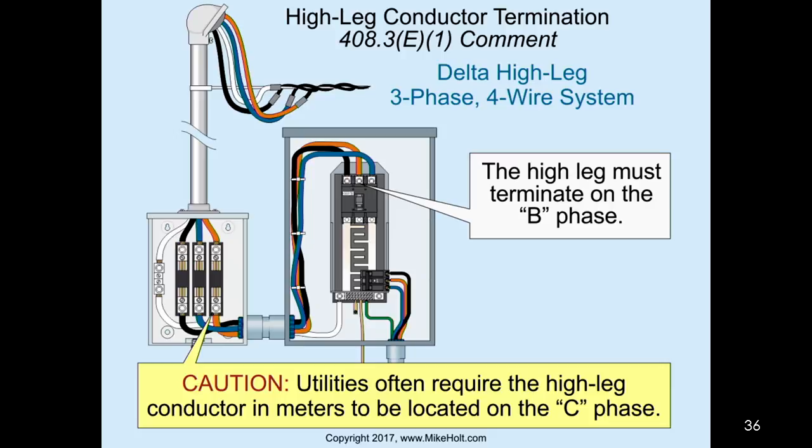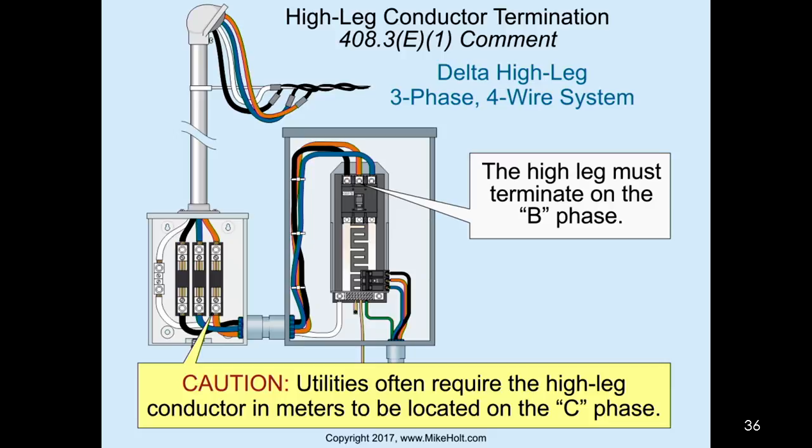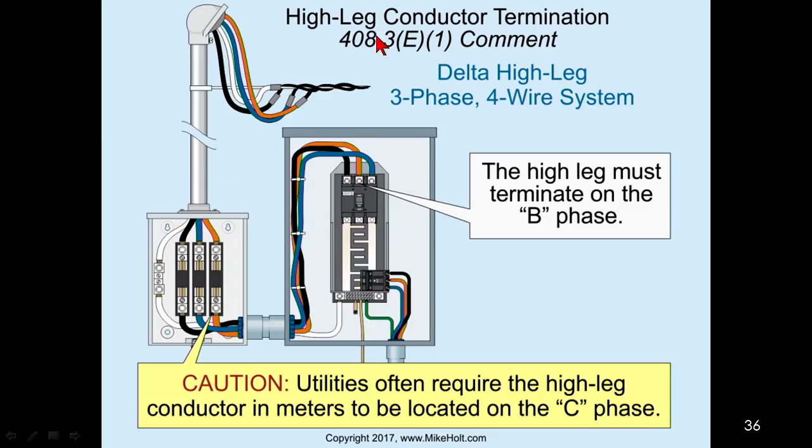So what they're bringing up is this. The utilities require the high leg to be on the C phase. That's in the meters. We are required to have the high leg on the B phase in panel boards. There is no requirement to have the high leg on the B phase in a disconnect. So just a thought: put the high leg on the C phase at the utility, put the high leg on the B phase at the panel board, and put the high leg on the A phase in the disconnect, so therefore it's balanced.